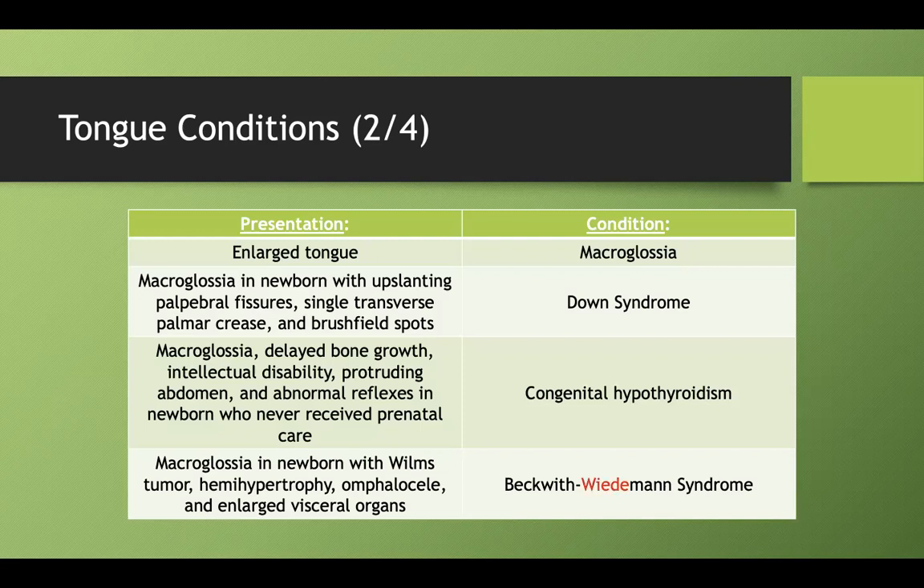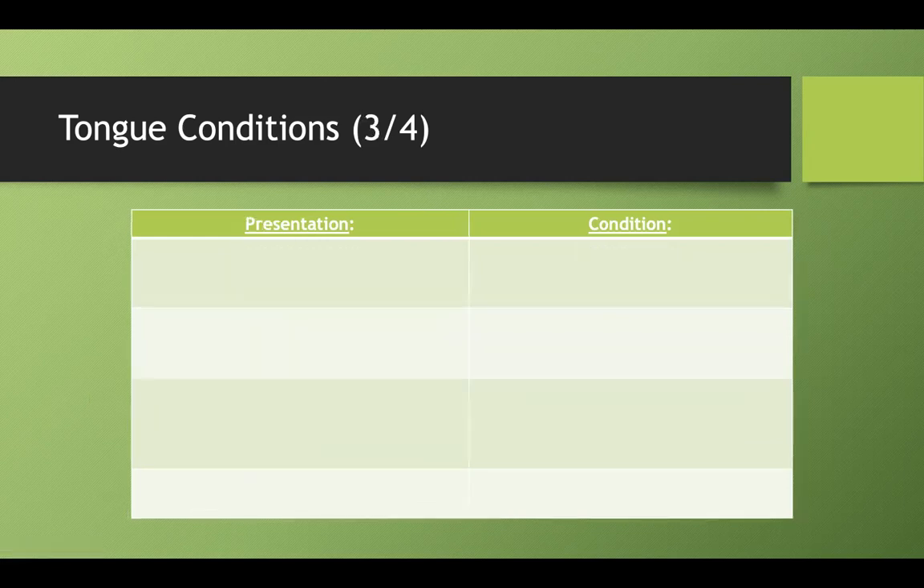And I remember Wiedemann by the wide component. You get wide organs, like enlarged visceral organs. You might have one wide arm or one wide leg with this hemihypertrophy. Your abdomen's so wide that it's pushing out and causing an omphalocele. Or you can get a Wilms tumor, which would obviously make your abdomen or your kidneys wider as well. Again, pretty low yield, but that's just a nice mnemonic if you ever do get tricked up by that one.